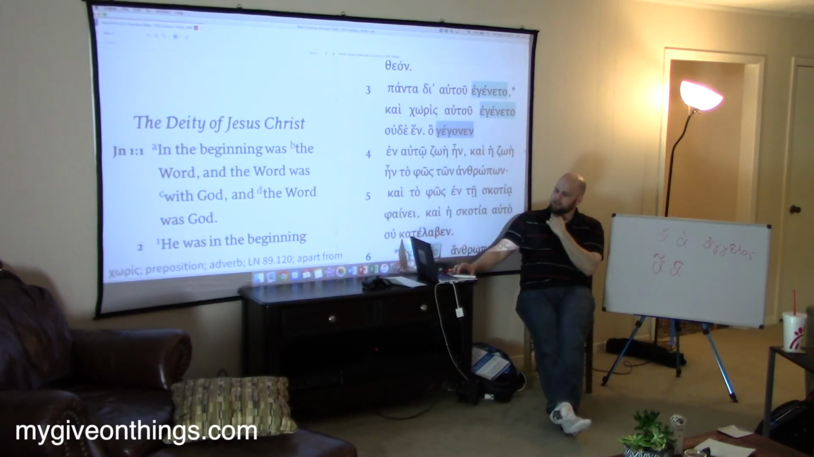Okay. So, panta di' autou egeneto, kai choris autou egeneto oude hen ho gegonen. Got my accent wrong. Hen means one. En means in. So rough breathing mark versus smooth breathing mark can change the meaning of the word.